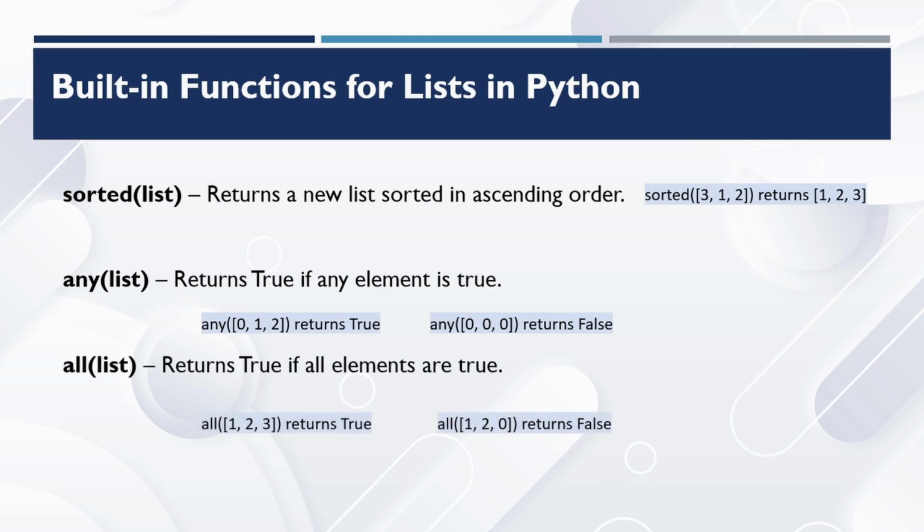Next is the all function. The all function returns true if all elements in the list are true. For example, all applied to a list containing 1, 2, 3 returns true, but all of 1, 2, 0 returns false because of the element 0.